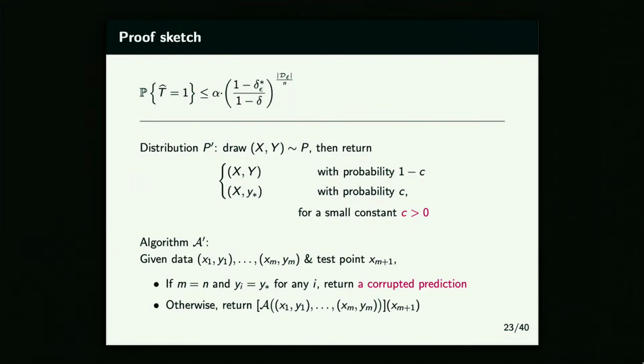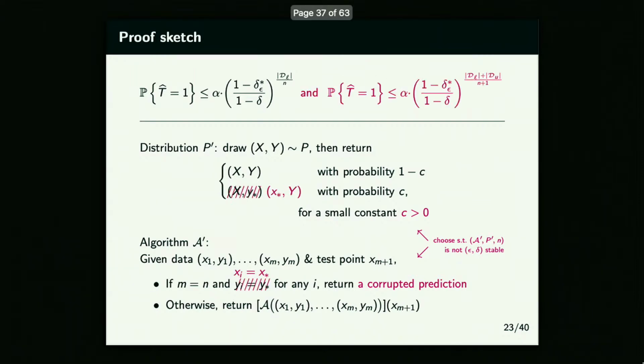Then the algorithm is going to say, if the sample size is equal to n and you observe this planted corruption anywhere in your data set, then return a prediction that's corrupted. If not, then just return the prediction that would have come from least squares or whatever the algorithm A is. And we're going to pick these pink things, the fraction of corruptions and how the corrupted prediction is constructed, such that the counterexample is not stable, but it's really, really close to the real algorithm A and the real distribution P, which are stable.